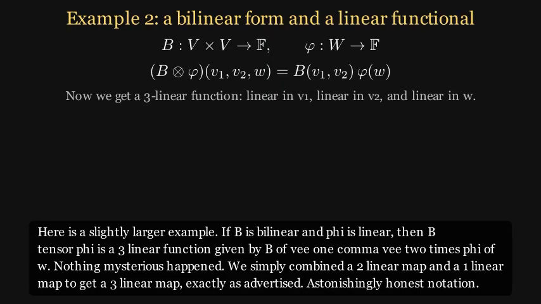Here is a slightly larger example. If B is bilinear and phi is linear, then B tensor phi is a 3-linear function given by B of v1, v2 times phi of w. Nothing mysterious happened. We simply combined a 2-linear map and a 1-linear map to get a 3-linear map. Exactly as advertised. Astonishingly honest notation.